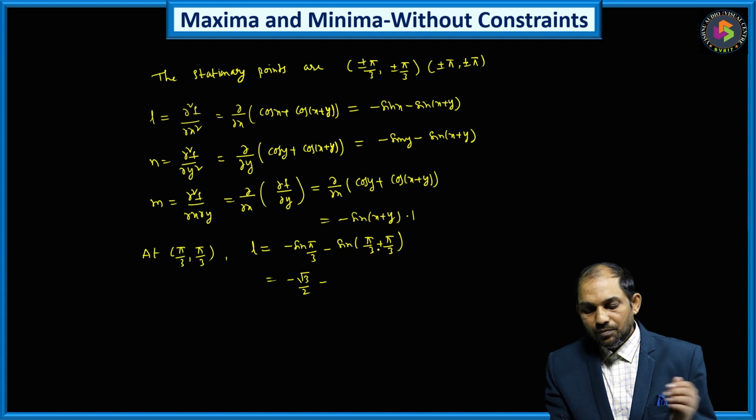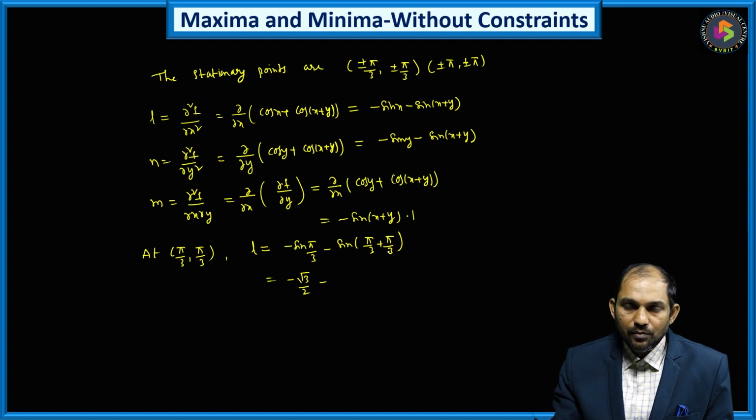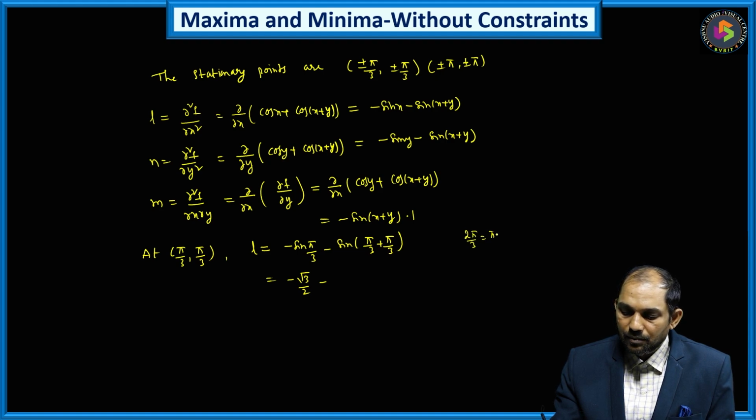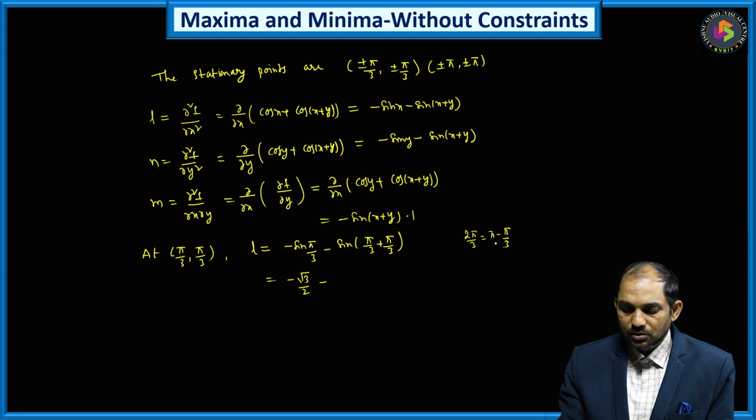and sin of pi by 3 plus pi by 3 will be sin 2 pi by 3. 2 pi by 3 can be written as pi minus pi by 3. Pi minus theta comes in the second quadrant, where sin and cosecant are positive. So sin 2 pi by 3 can be written as sin of pi minus pi by 3, which is equal to sin pi by 3. Again sin pi by 3 is root 3 by 2. So minus root 3 by 2 minus root 3 by 2 gives you minus root 3.